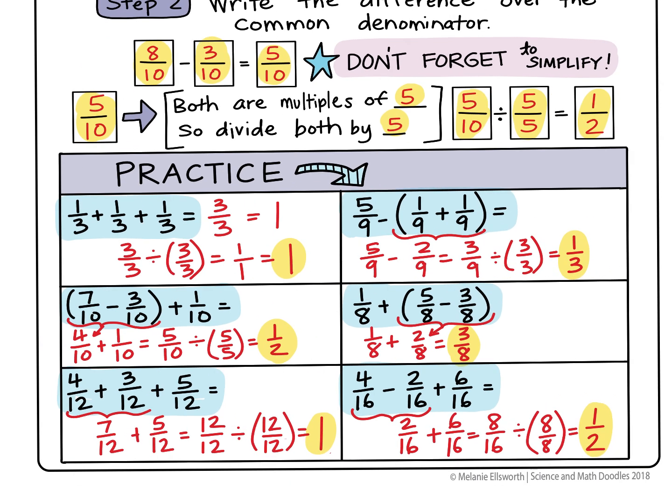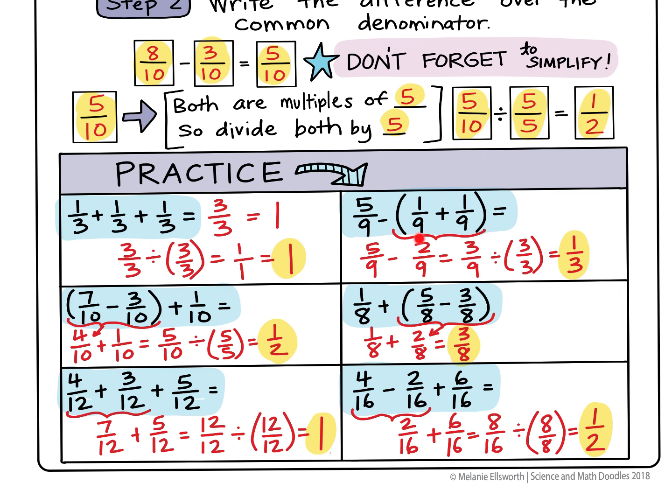So here's some practice. Again, it's already done for you. We're just going to walk through the steps together. If I have 1/3 plus 1/3 plus 1/3, all I have to do is add my numerators together. So it's 1 plus 1 plus 1, which is 3. The denominator will stay the same. This simplifies to 1 whole.